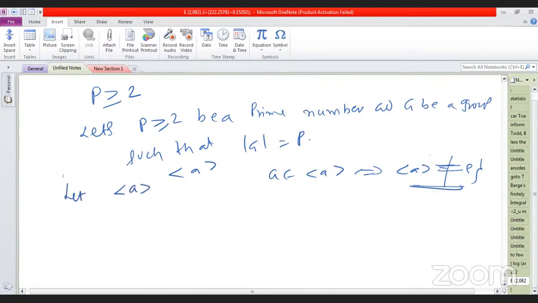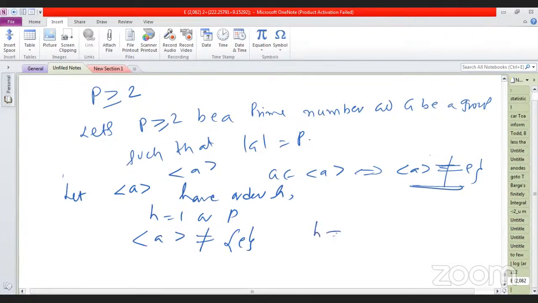Let A have order... By Lagrange's theorem, the order of H is 1 or P. So therefore the order of H is P. Therefore that is not equal to 1. Why? Because H is not equal to 1 and the order of H is P. Now clarified?